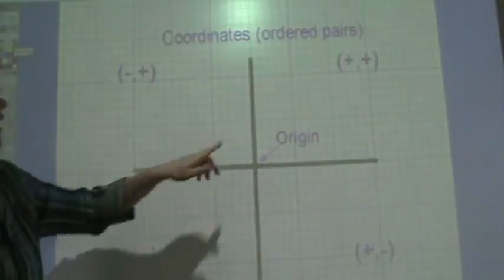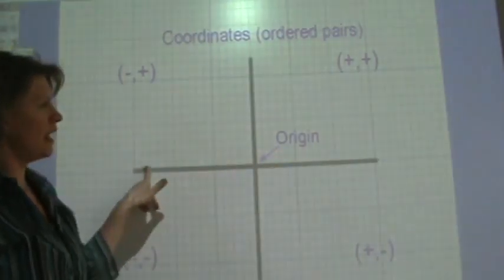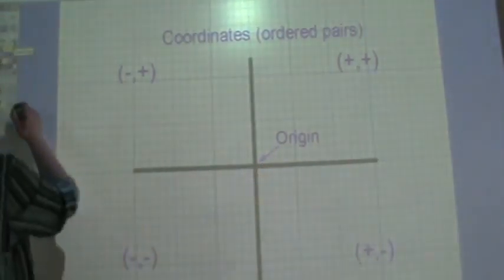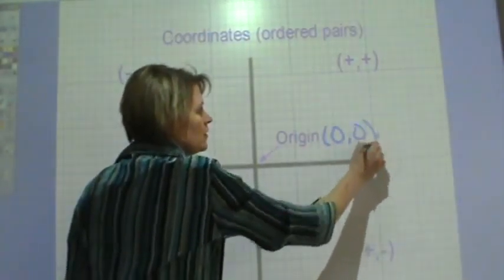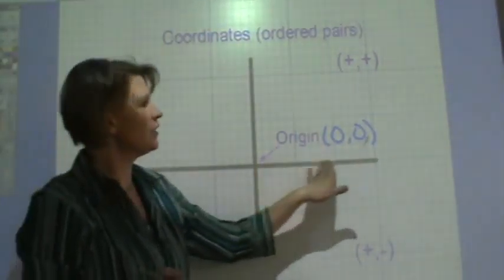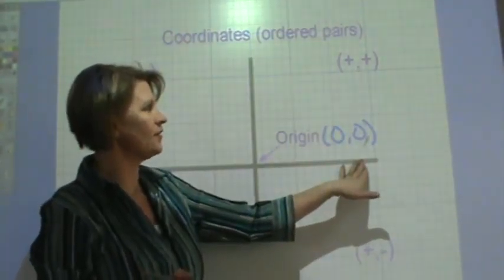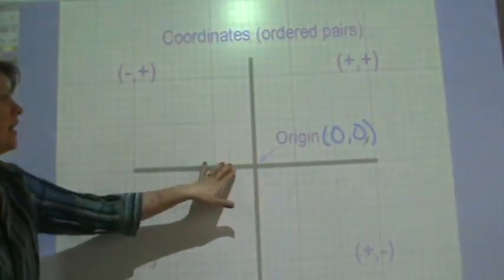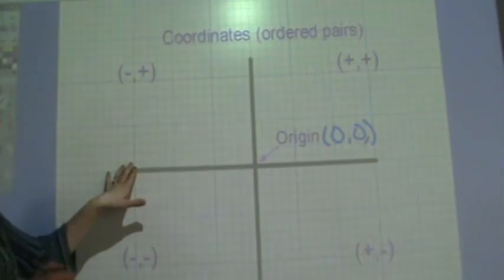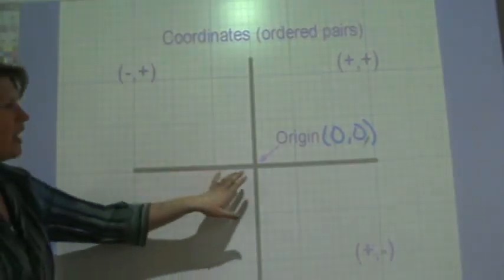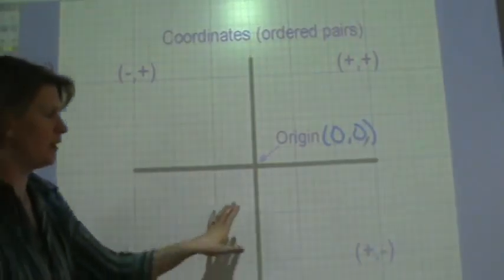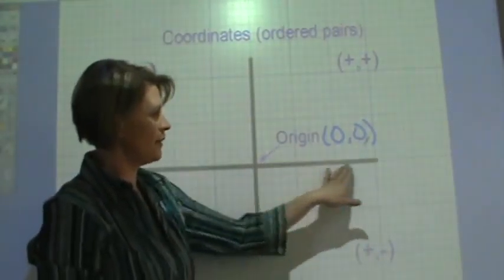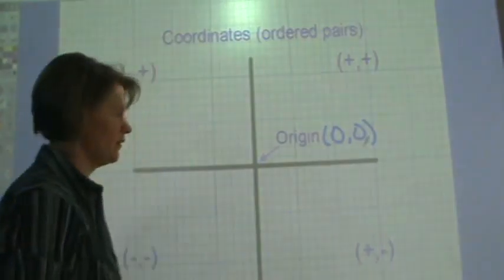The coordinates, okay, the intersection, first of all, of the x and y axes is called the origin. The ordered pair for the origin would be 0, 0. Okay? Anything in the first quadrant is going to be a positive number and then a positive number. In the second quadrant, it's going to be a negative number and then a positive number. In the third quadrant, it's going to be a negative number and then a negative number. And then in the fourth quadrant, it's going to be a positive number and then a negative number.